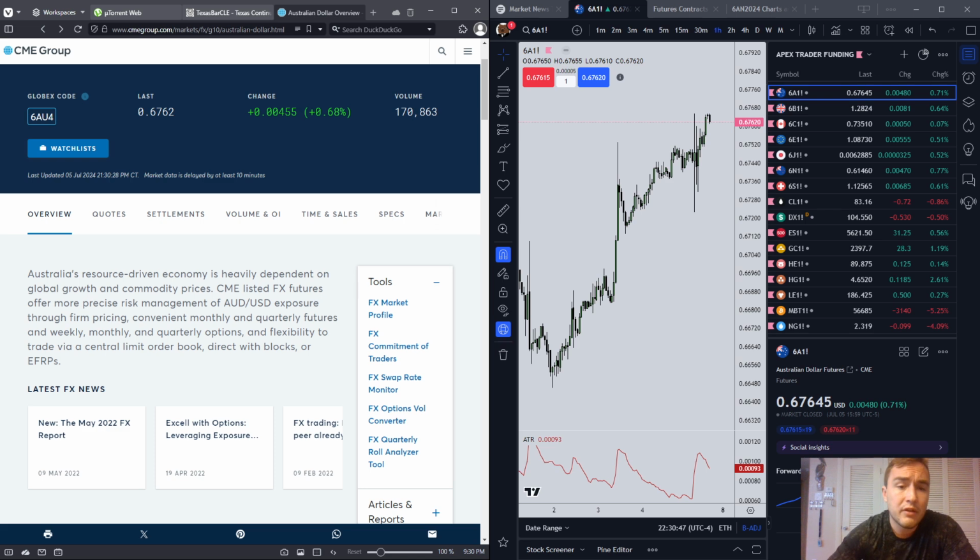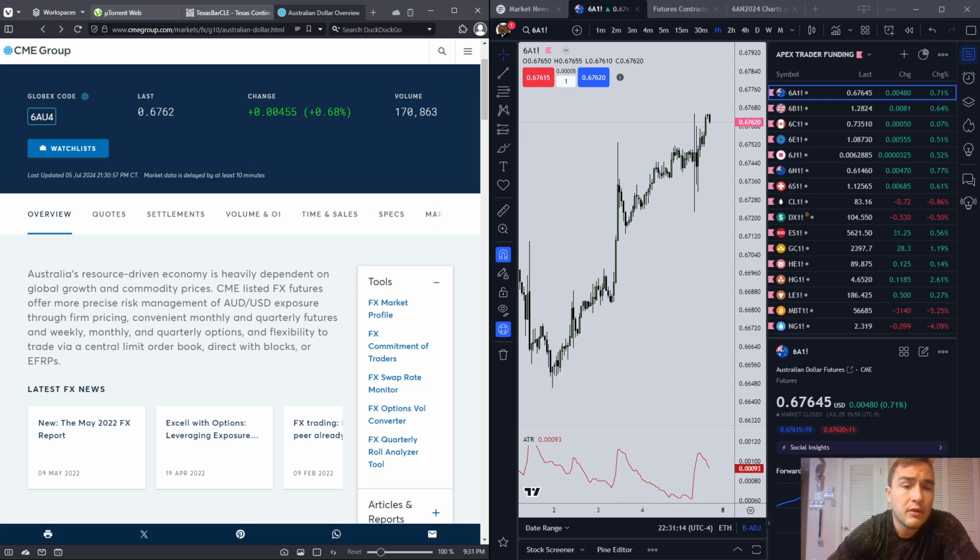So this is the Australian dollar versus the US dollar. Australia is particularly driven by commodity prices. It is a commodity-based currency, so the Australian dollar is going to be influenced by copper prices, oil prices, gold prices, silver prices, that sort of thing. It's also going to be based on the Reserve Bank of Australia's interest rate decisions, as well as the Federal Reserve's interest rate decision.